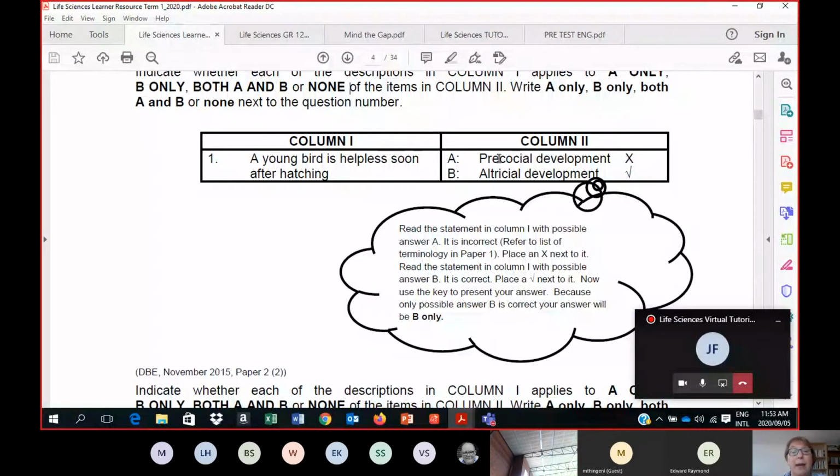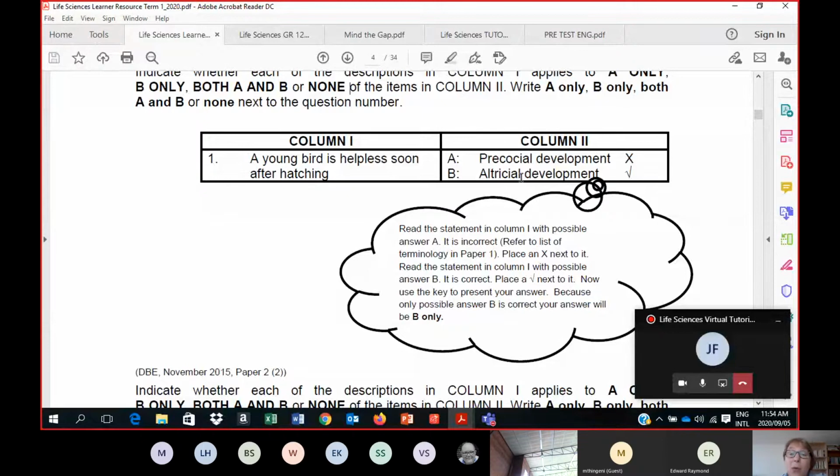So we go over this and we say a young bird is helpless soon after hatching. Is that precocial development? Now, precocious, in the English language, is often used if people are actually mature quickly for their age, right? So precocial individuals are easily able to look after themselves, right? So precocial, no, that's not going to be correct. Altricial, when we've learned our life sciences, we know is where the young need lots of care from the parents and need to be fed and so on. So the correct answer here is altricial development.